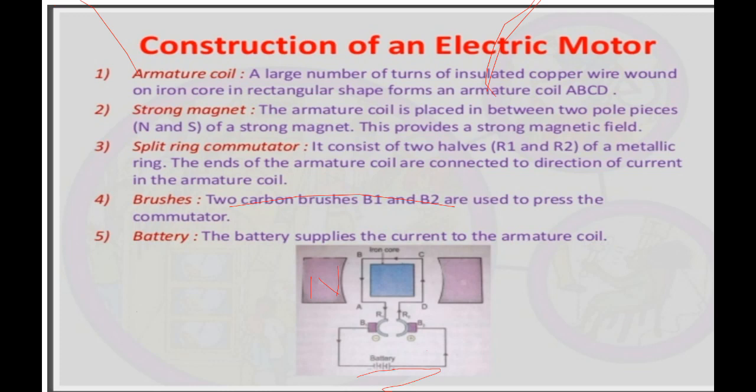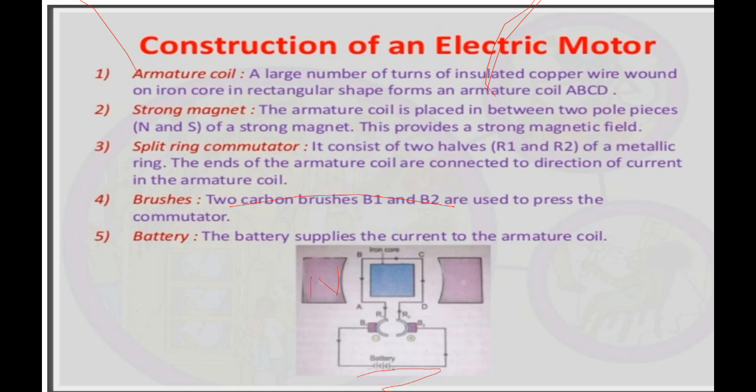If we draw the magnetic field lines moving from north pole to south pole, then when current flows through the armature coil, these arms experience a force. AB and CD are going to experience a force. On applying Fleming's left hand rule, the force acting on arm AB will be in the downward direction, and on CD in the upward direction. Since these two forces are equal in magnitude and opposite in direction, they form a couple or torque, and this couple rotates the armature coil in a clockwise direction.